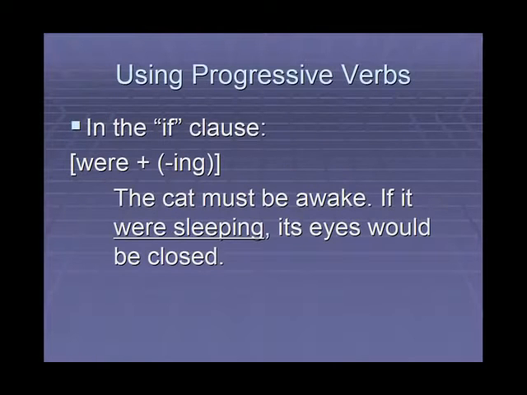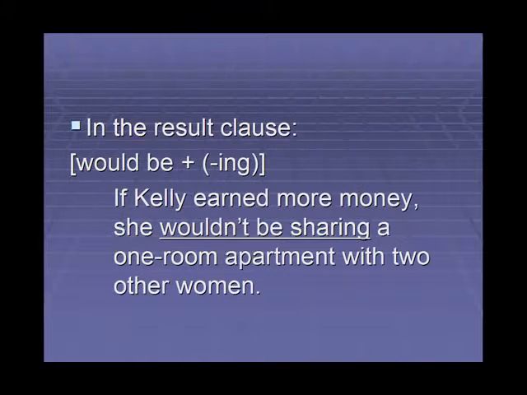Now, not many textbooks talk about using progressive verbs in these conditionals, but you will see them sometimes. So let's take a look at how they are used. In the if clause, a progressive verb is were plus ing. Example: the cat must be awake. If it were sleeping, its eyes would be closed. In the result clause, a progressive verb would look like this: would be plus ing. Example: if Kelly earned more money, she wouldn't be sharing a one-room apartment with 2 other women.